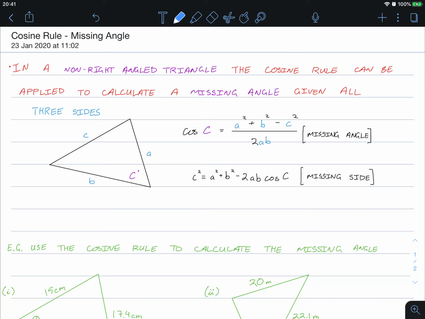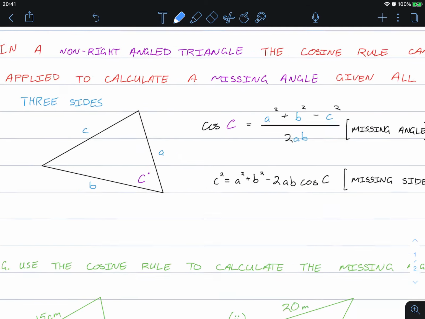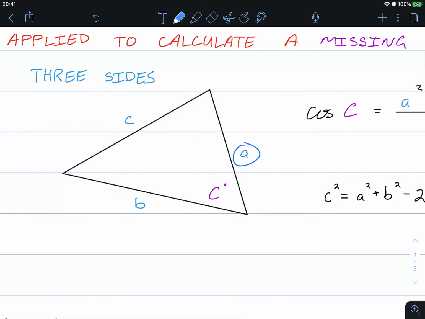In this video we'll be applying the cosine rule to calculate missing angles. In a non-right angle triangle, the cosine rule can be applied to calculate a missing angle, this one here, given all three sides. So in this triangle it may look like A, B, and C are just letters, but in order for this to work, we must be given the values of A, B, and C.